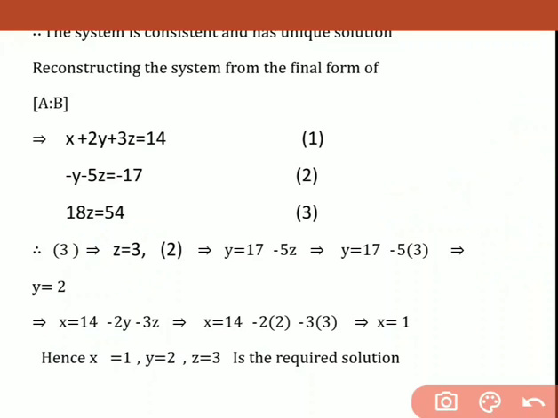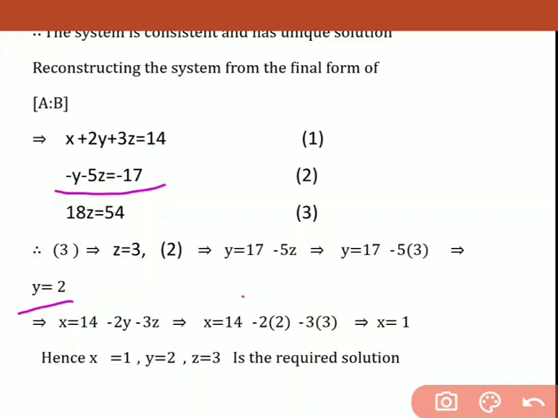Similarly from the second equation, what does this imply? The second equation implies y is equal to, taking z on this side, 17 minus 5z. Substitute the value of z here. So 17 minus 5 into 3, that is 17 minus 15, is equal to 2. Y is equal to 2 you will get here.